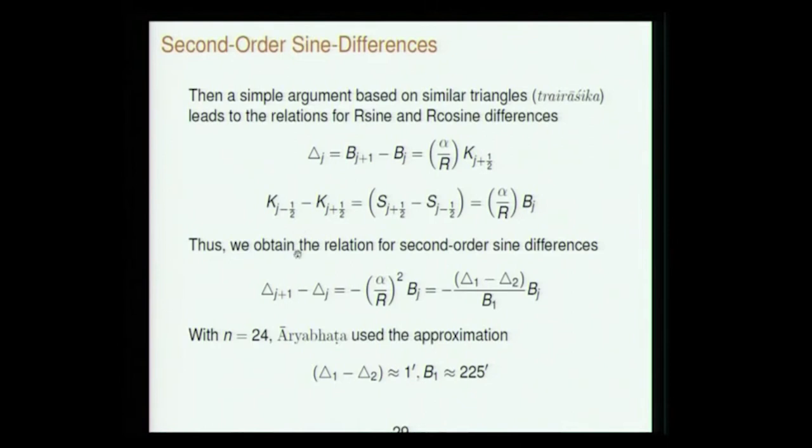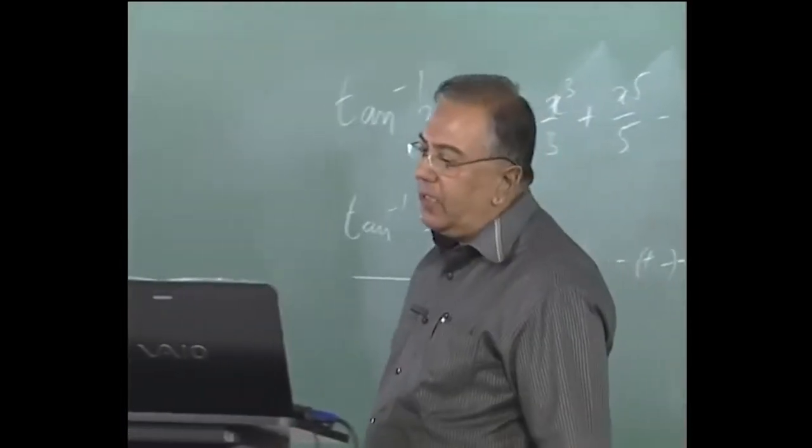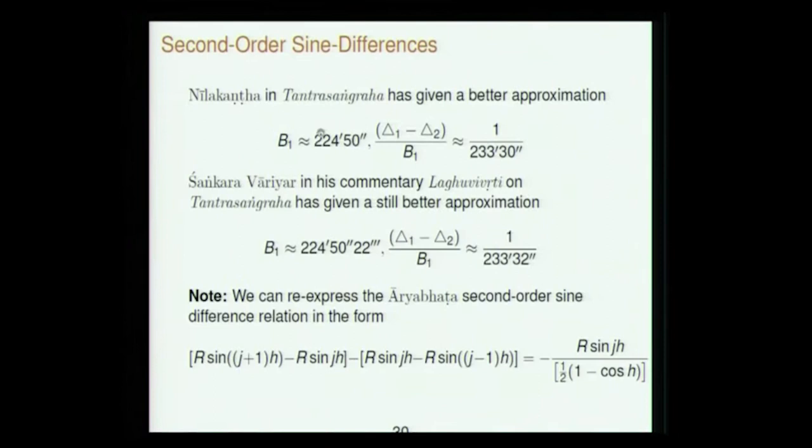Now you have to do calculations with it so as to give you approximations. And he will give you approximations which are better than what Aryabhatta gave, so that you get better results. So Nilakantha's approximation is sine of 225 minutes, take it as 224 minutes 50 seconds, and this ratio, the first sine difference by the first sine, you take it as 233 minutes 30 seconds.